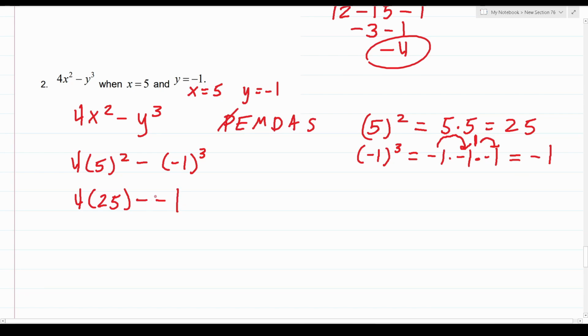All right, let's take care of this double negative here. Again, double negatives become plus. All right, so now we just have two operations left. We have multiplication, 4 times 25, and addition. Of course, we're going to do multiplication first. 4 times 25 is 100. This is 100 plus 1. 100 plus 1 is 101. All right, so that's that one.